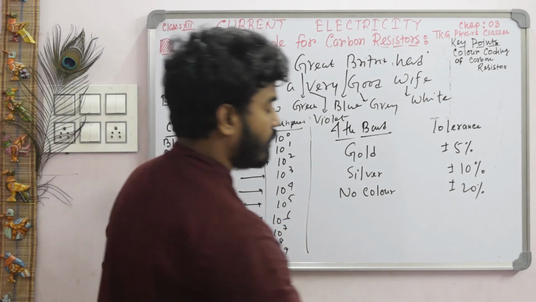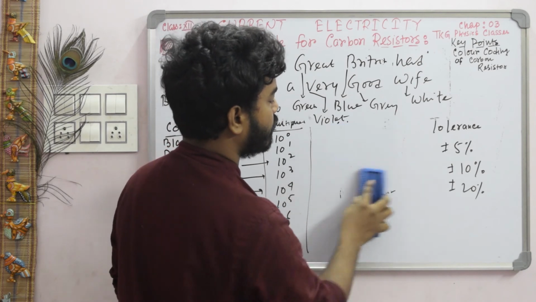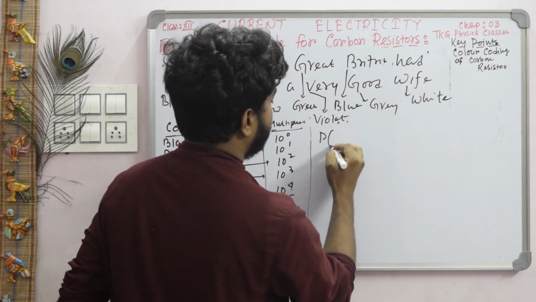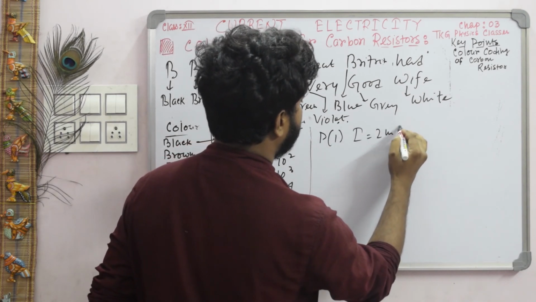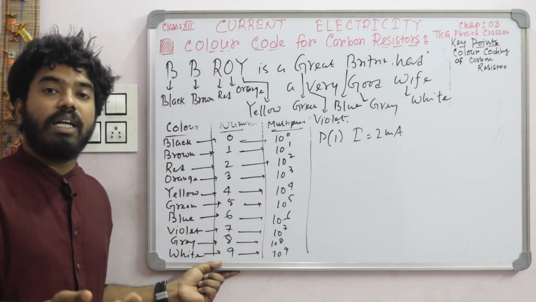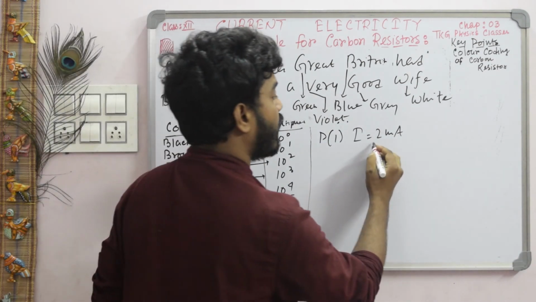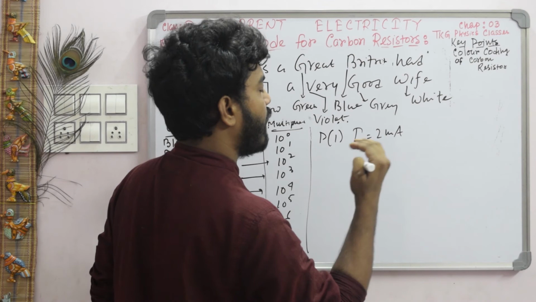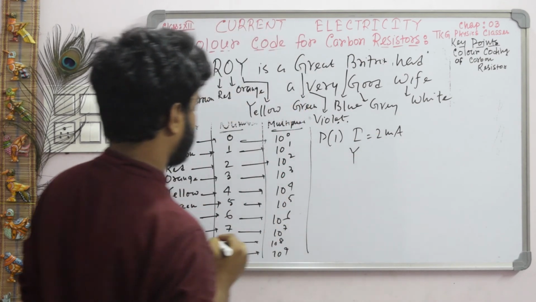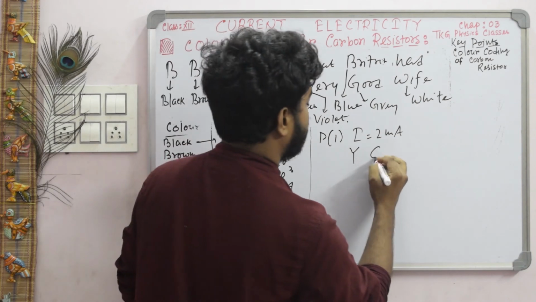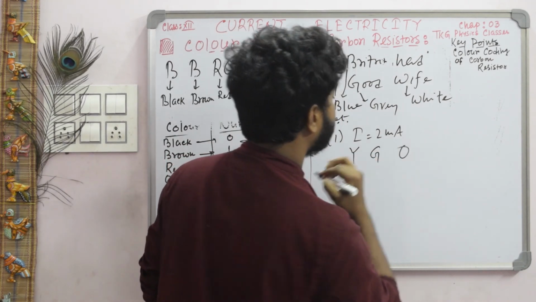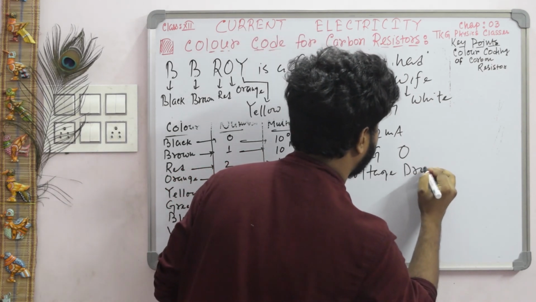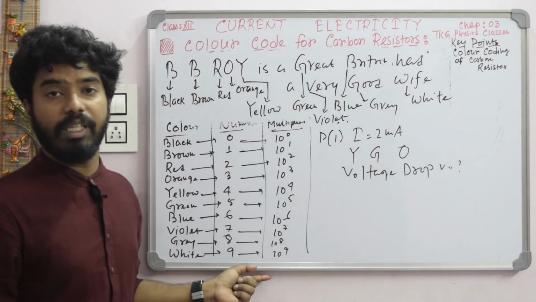Okay. Now let us take one example, one problem related to this carbon code color resistor. Suppose the problem is given: current I, that is 2 milliampere, is flowing through a carbon code color resistor, and the colors given on the bands are: first yellow, second green, and third orange. Here you have to find out the voltage drop across it. You have to find V.